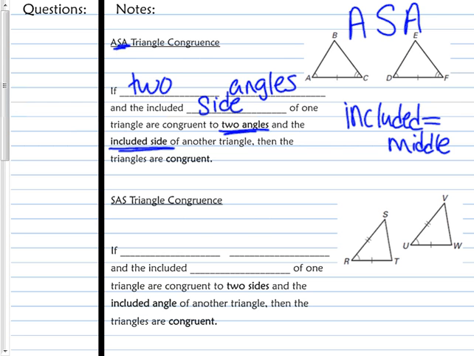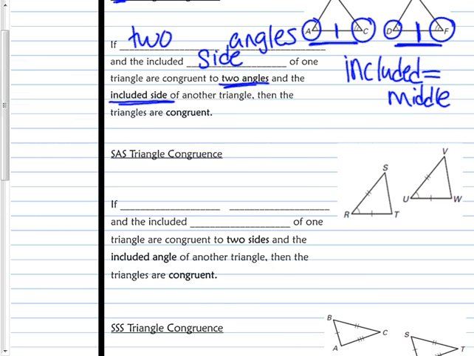So for example, angle A has one congruency mark, angle D has one, so A and D are congruent. Angle C has two congruency marks, so does angle F, so C is congruent to F. And AC has one congruency mark, DF has one congruency mark. And AC is the included side. It's between the two congruent angles, and DF is the included side. So this is an example of the ASA congruence. Okay, let's scroll down.